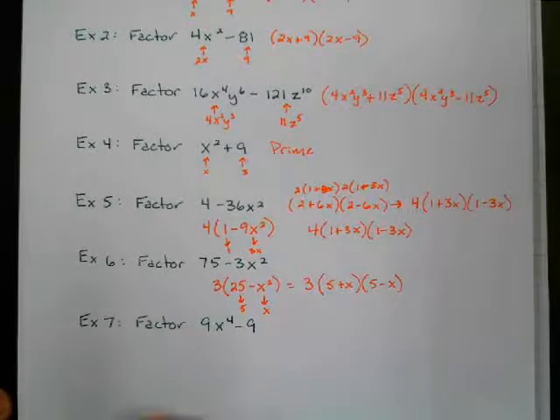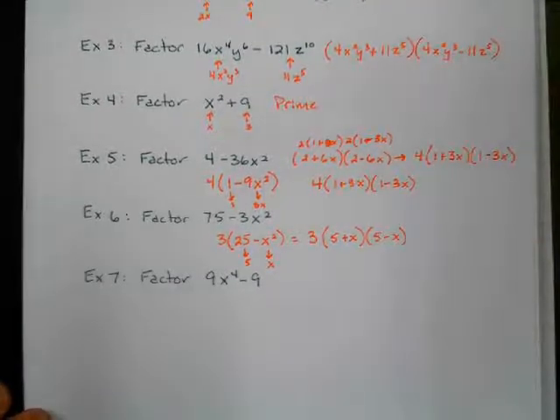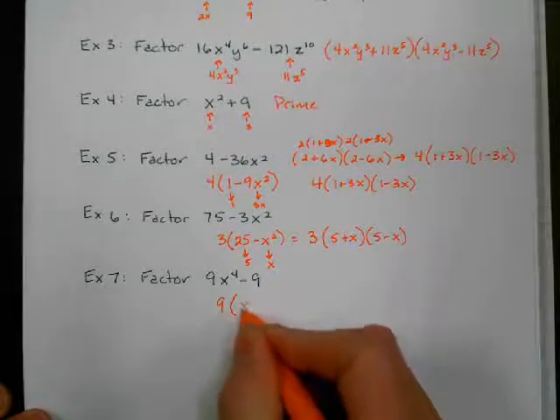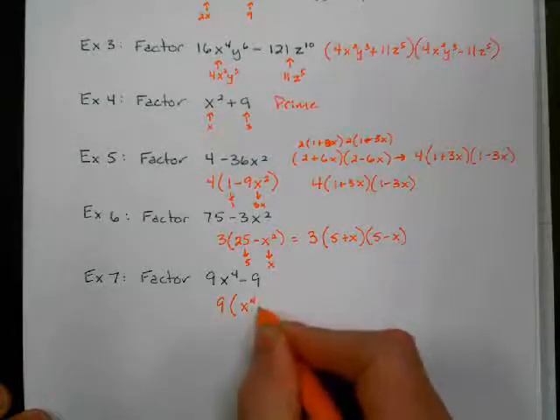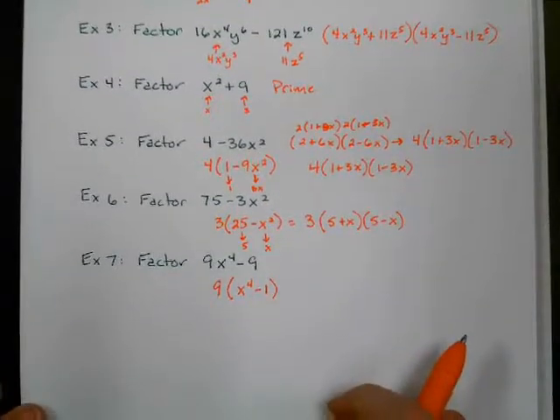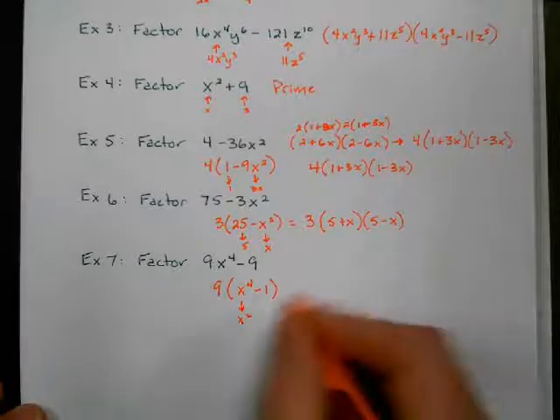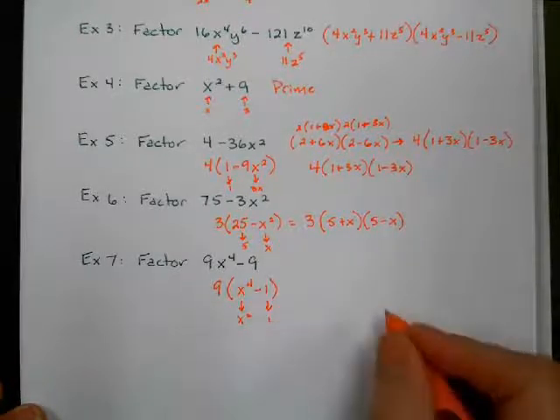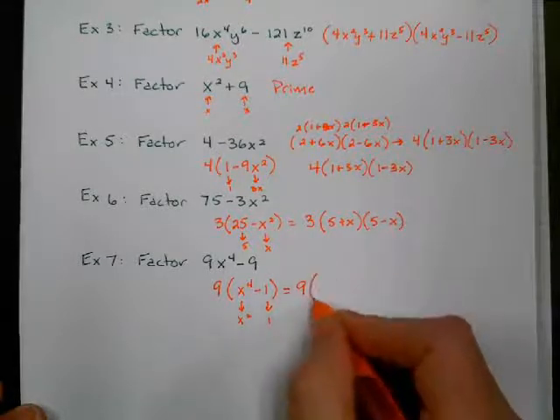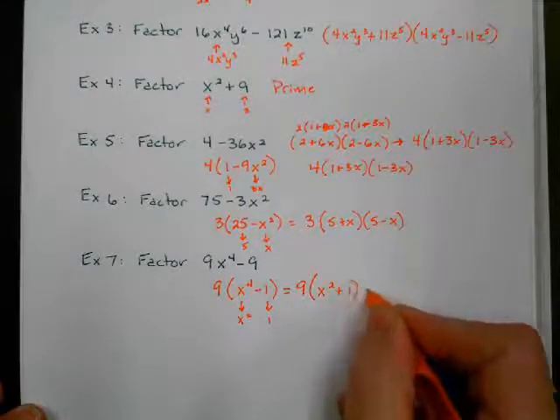All right, so number 7, keep in mind, we're going to look for a GCF. And yes, there is one. The GCF is 9. So that would leave me with x to the 4th minus 1. Now we have to ask ourselves, are these perfect squares? Yes, this is x squared times x squared. And this is 1 times 1. So we can factor it again. Don't forget that 9 that we factored out earlier. So this is going to be x squared plus 1 and x squared minus 1.